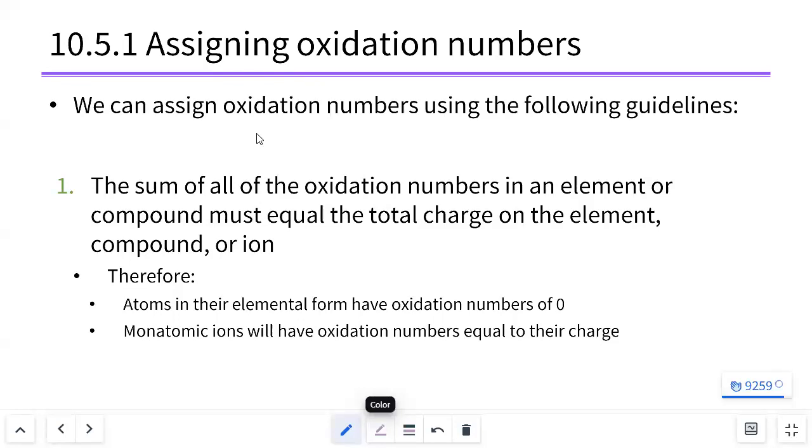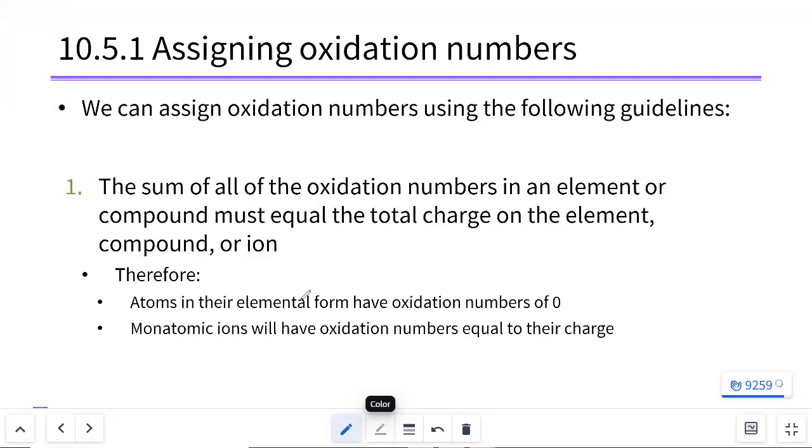And so what this sets up for us is some really interesting implications. Because first of all, one thing that we can do is look at elements and say, okay, I've got sulfur here. Well, it has no charge, so its number must be 0. I've got chlorine here. Chlorine has no charge, so the oxidation state must be 0. I've got manganese ion here. Manganese is the only element in this ion, so its charge must also be its oxidation number, +2.